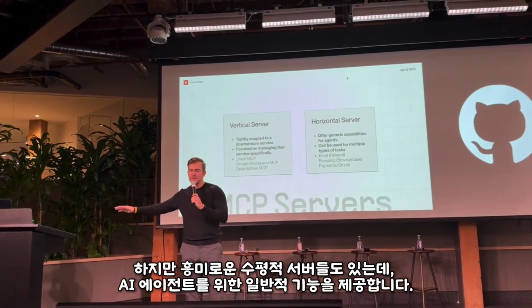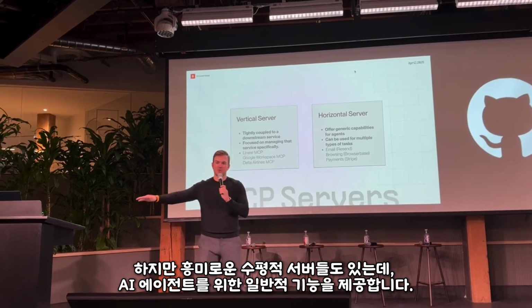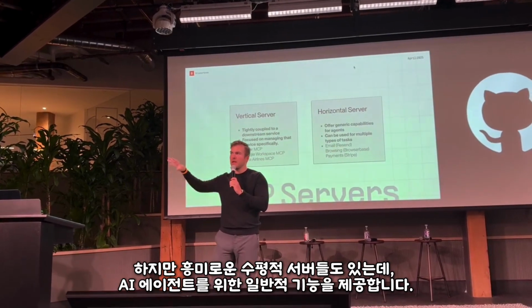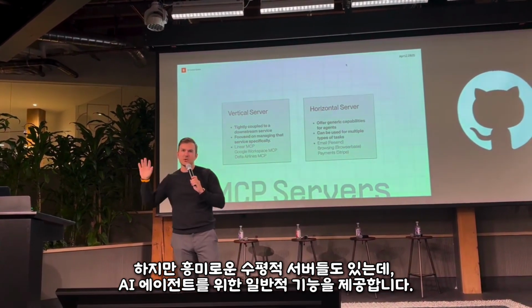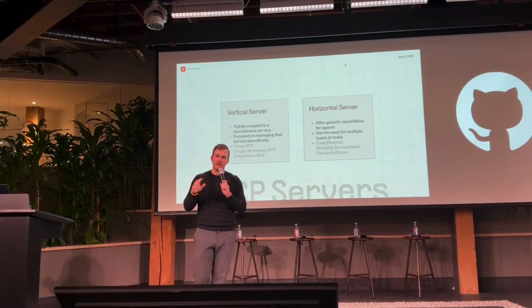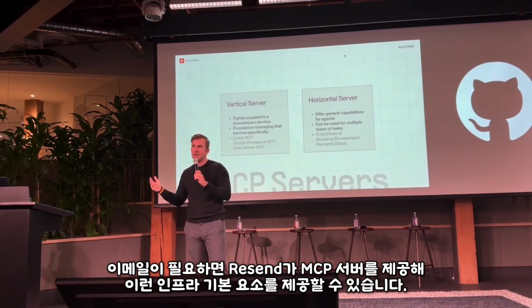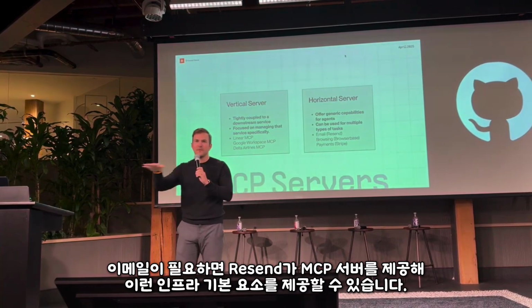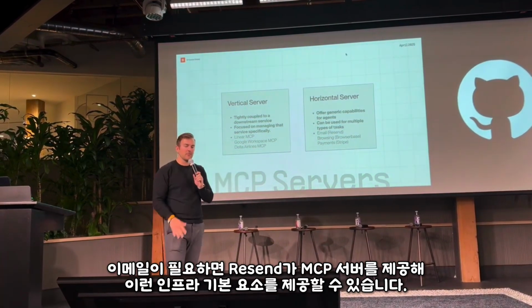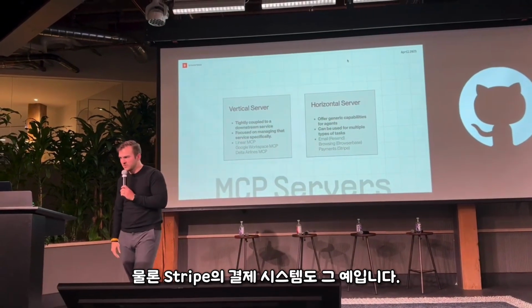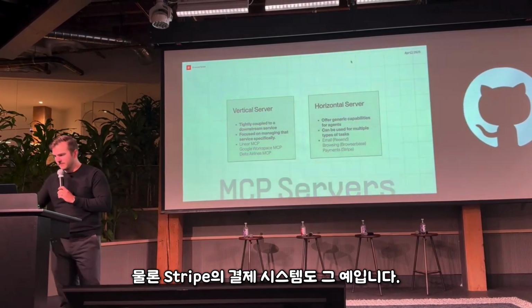But there's really these interesting horizontal servers too, where they're going to offer generic capabilities for AI agents. And these are often powered by infrastructure companies. You know, email, if you need your agent to send an email, Resend might be providing the MCP server to offer this kind of infrastructural primitive. Browsing, browser-based, and of course payments with Stripe are just a few examples that come to mind.